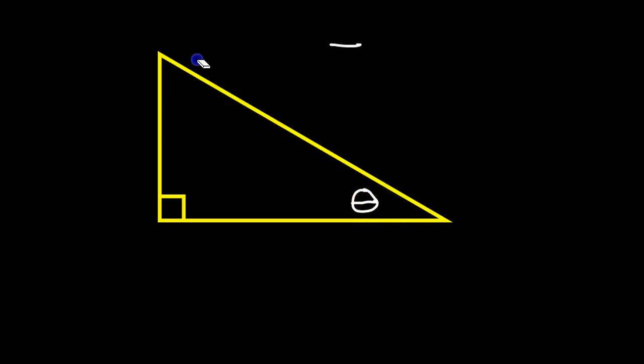Now I could put it the other way around too. If I told you that this angle up here was theta, well, the other angle must be 90 minus theta. Now, hold that in your head. Let's come back to that for a second.